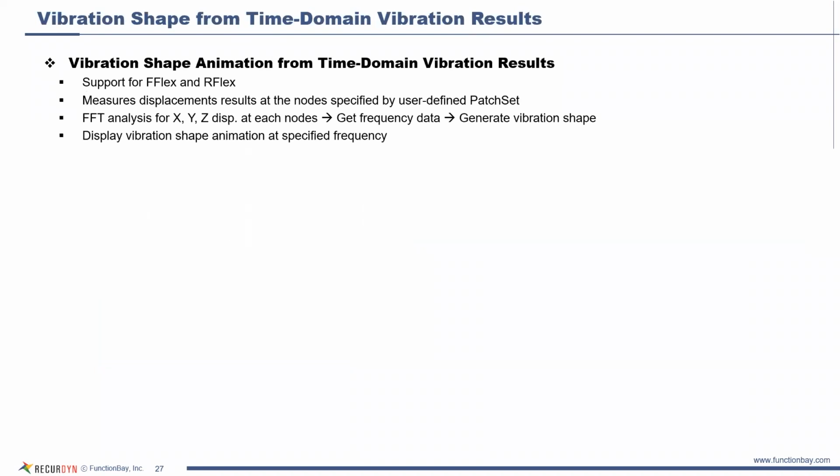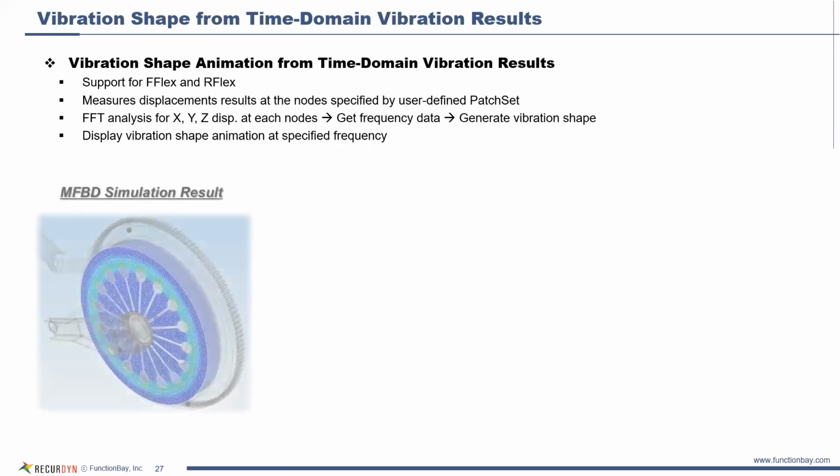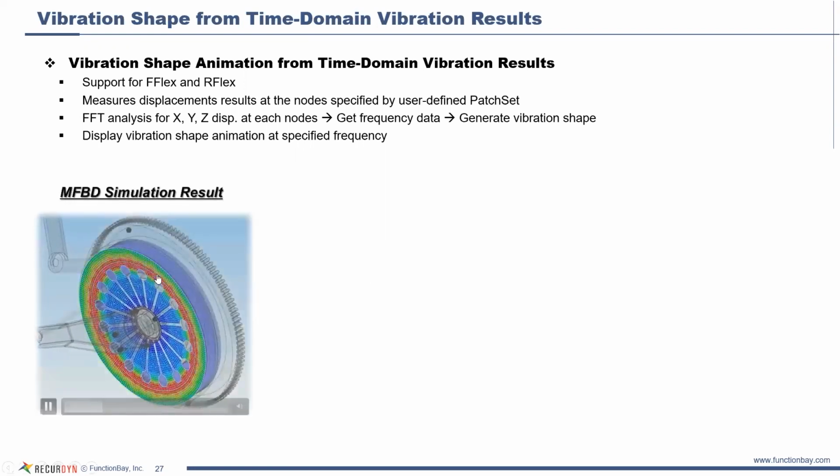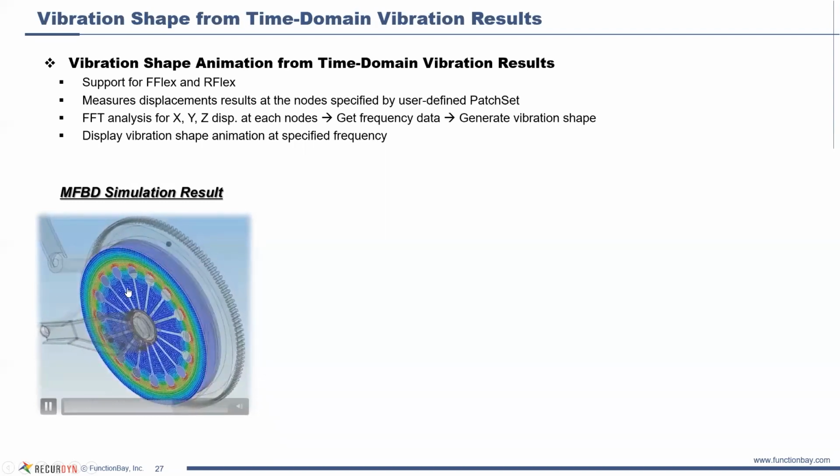Another enhancement is a new feature called vibration shape, which is a post-analysis. What you would do is first run a normal dynamic or kinematic simulation with an FFlex or RFlex body, or both. For example, this is a flexible clutch plate diaphragm spring in a RecurDyn simulation.